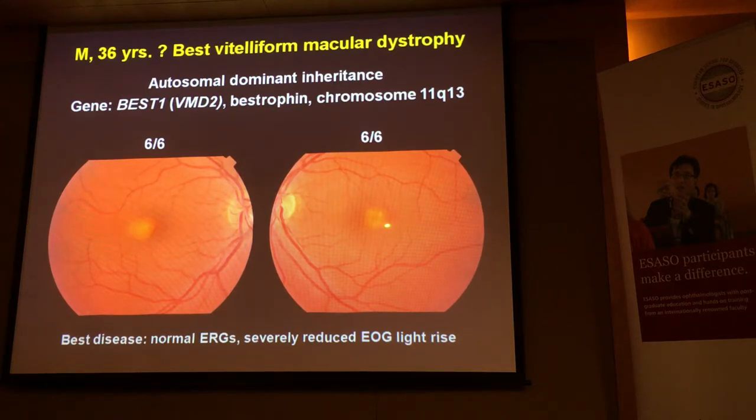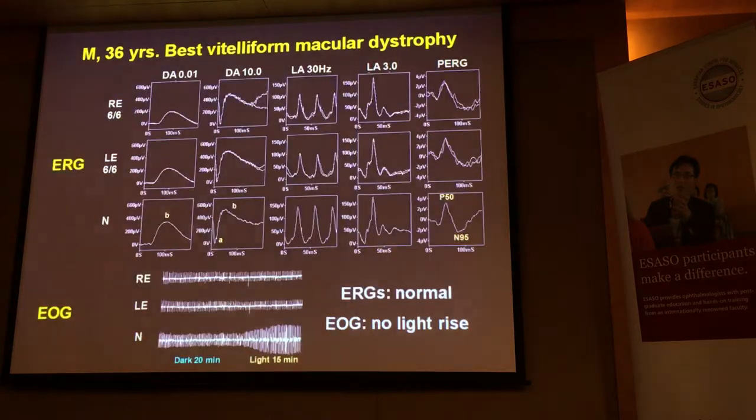This is a patient who's got classic Best disease, the so-called egg yolk lesions, 6/6 vision in both eyes. And the classic thing about Best disease is that the ERGs are completely normal and the EOGs are flat. And indeed, in that patient, that's what we see. So the ERG is absolutely pristine. Even the pattern ERGs over those lesions are completely normal, and the EOG is completely flat. This is Best disease.